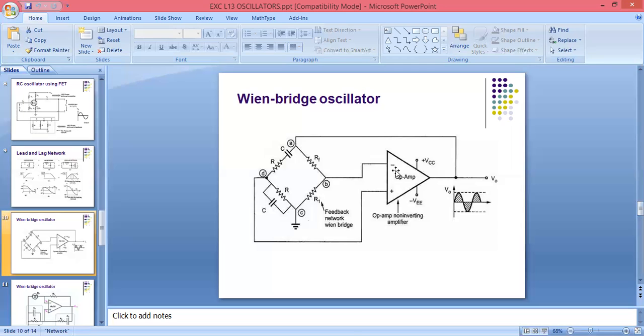So what we can say here, we are using Wien bridge oscillator in which Wien bridge gives us 180-degree phase shift and the amplifier will give us the 180-degree phase shift. So here 180 plus 180, that will be 360 degrees. So we can say Barkhausen criteria will get satisfied. So this is the circuit diagram for the Wien bridge oscillator.